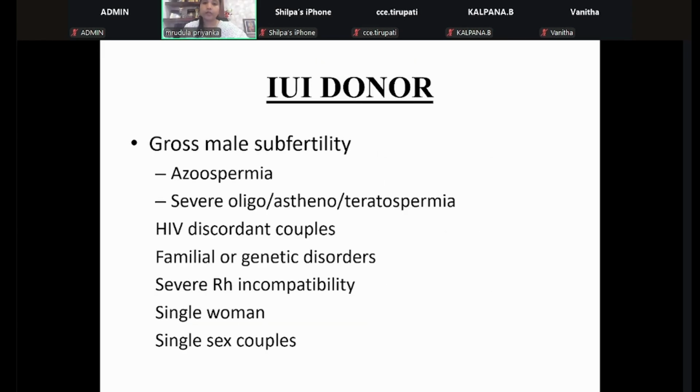Then donor IUI indications: when there is gross male subfertility like azoospermia, or severe oligoasthenoteratospermia when the couple cannot afford IVF ICSI. Then HIV discordant couples, to reduce even that minimal transmission of infection with IUI, they can opt for donor IUI. Then familial or genetic disorders in the male, severe Rh incompatibility, then single women and same sex couples. All these indications we can offer donor IUI.